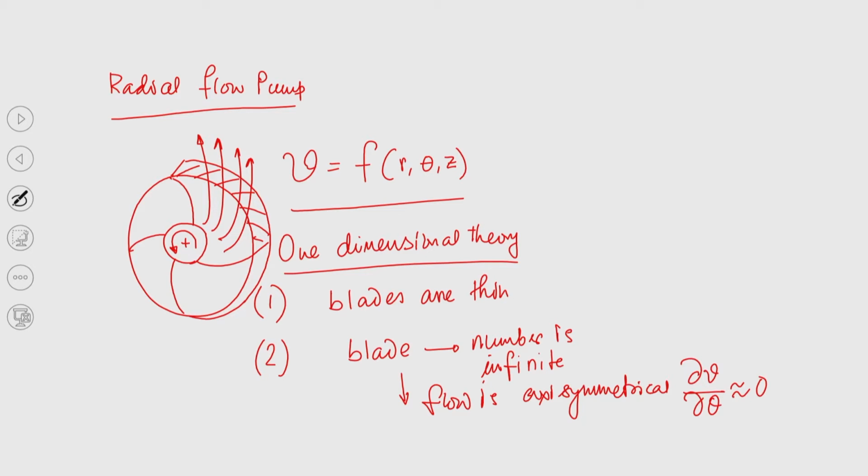So, this is one, and finally, number 3, which is another important assumption. So, velocity is not a function of theta if we employ this one. So, if we now consider that the number of blades is infinite, then the flow is axisymmetric, that is del v del theta is 0. So, we can consider this one, right.